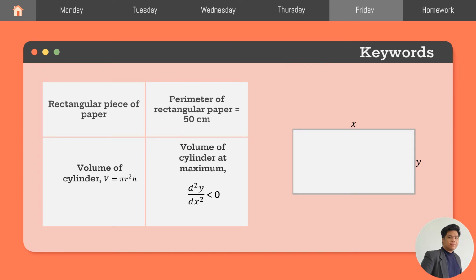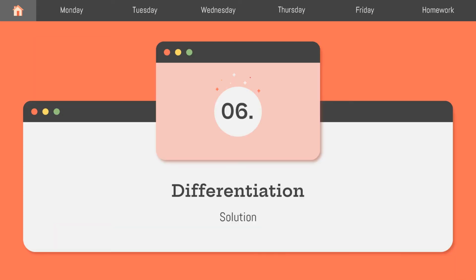Here are some keywords: rectangular piece of paper, perimeter of rectangular paper 50 cm, volume of cylinder, V equals pi r squared h, and volume of cylinder at maximum, d squared y over dx squared less than 0.